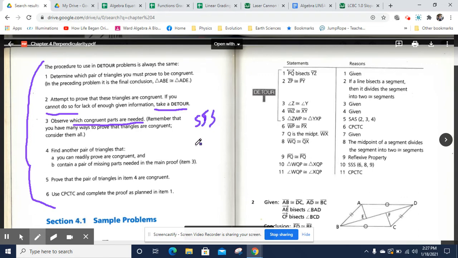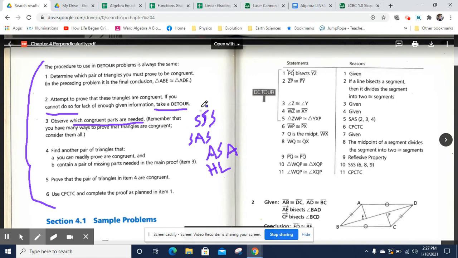We've got side, angle, side; angle, side, angle; and we've also got hypotenuse leg that we can work with. Later on, you'll learn about one called angle, angle, side. We don't have that yet. We have these tools in order to work things out.